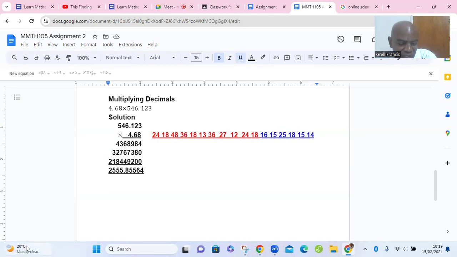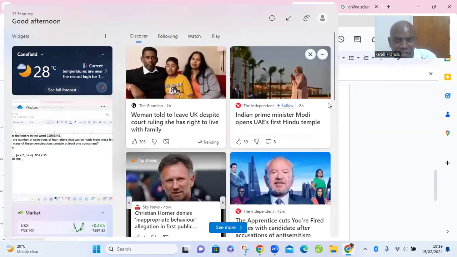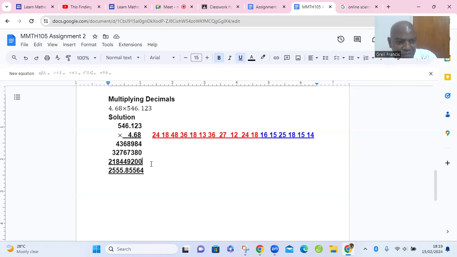And that's how you basically multiply decimals. At first, you treat the numbers like whole numbers. Okay, ignore the decimal point. Treat them like they are whole numbers. And after that, you just count the number of decimal places. The total decimal places will be the total decimal places in the answer. And that's basically how you go about multiplying decimals.